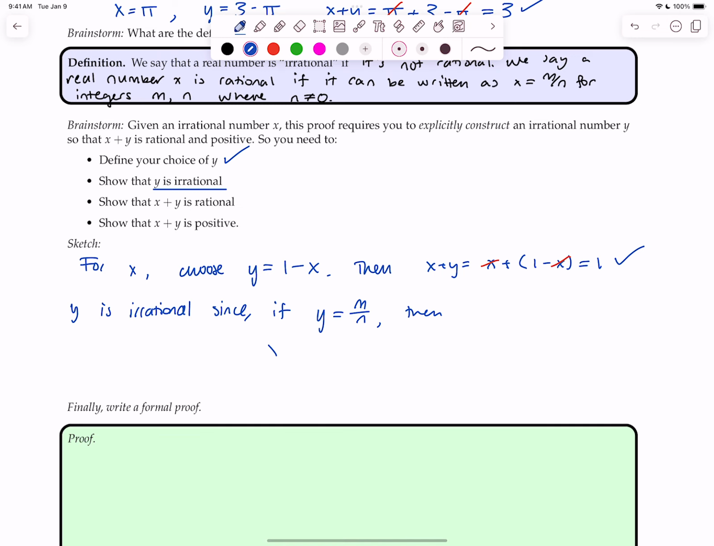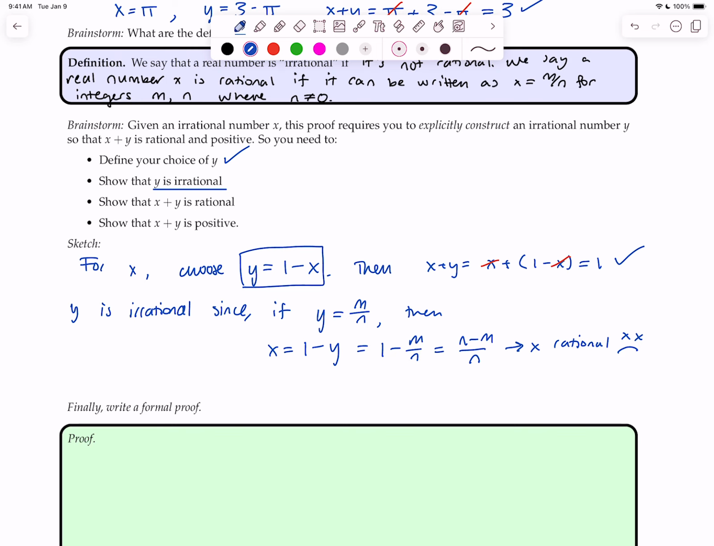x? Well, if we rearrange this equation up here, we know that x is equal to 1 minus y, but then x is equal to 1 minus m over n, and that's going to be, if we combine the fraction, n minus m over n. Both of these, top and bottom, are integers. This would say x is rational, which is no good because by hypothesis, x is supposed to be irrational. Okay, so that's kind of what that would be.